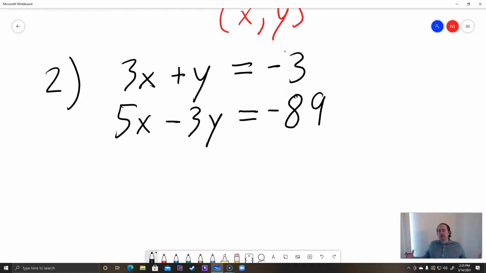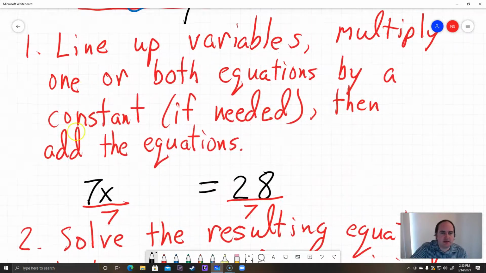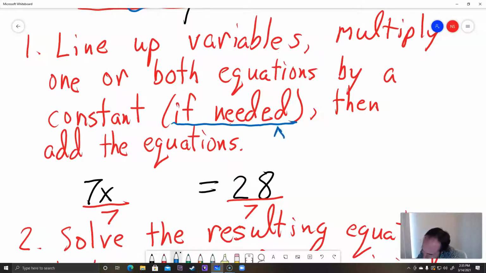The reason I'm doing this one is it's a little bit harder than the last one. Remember the first step? What did I say the first step was? Let's go back up here. In the first step I said you line up the variables, then you multiply one or both equations by a constant if needed, then you add the equations. And what needs to happen is a variable has to cancel out. So when I say if needed, I mean so that a variable cancels out, or in other words, is eliminated.